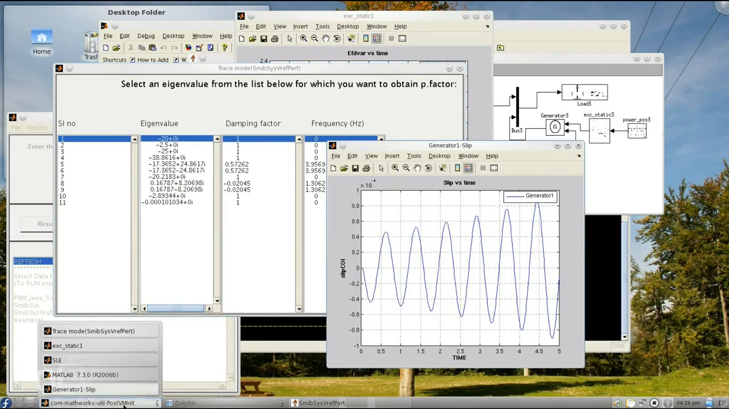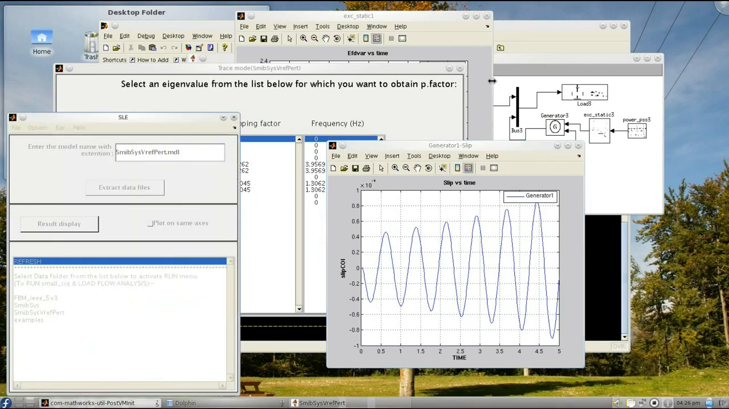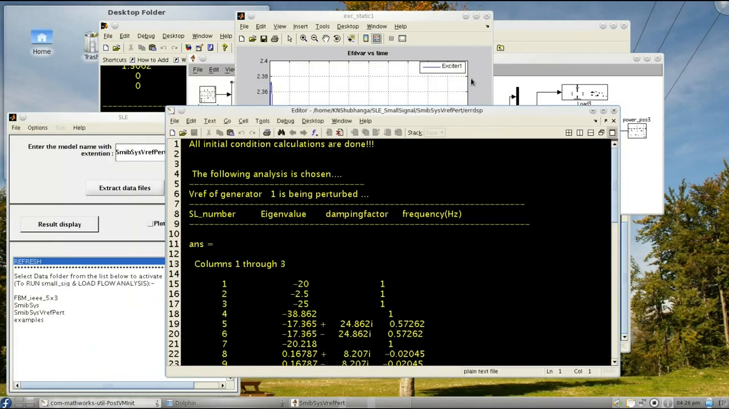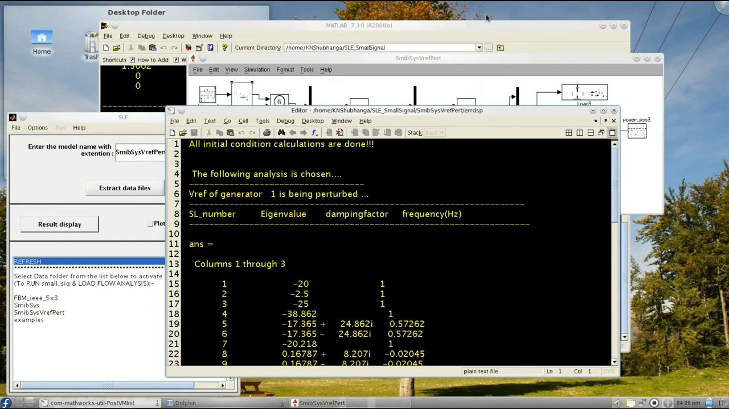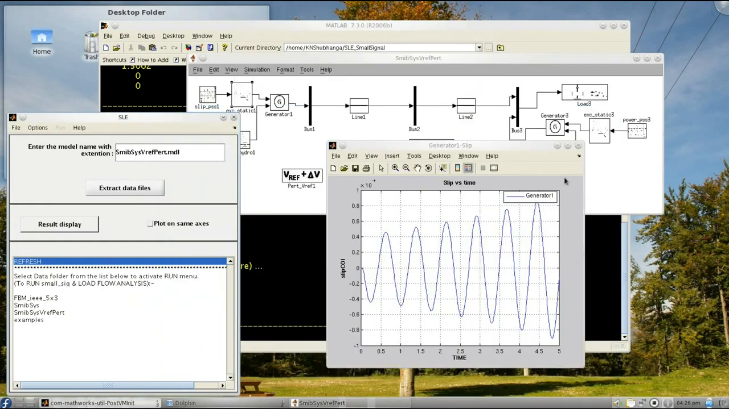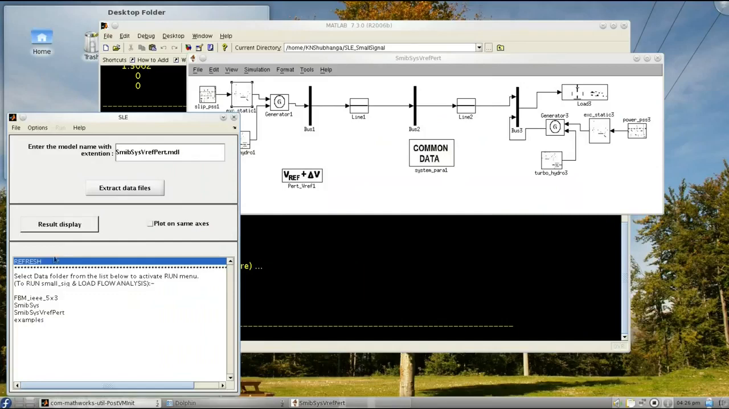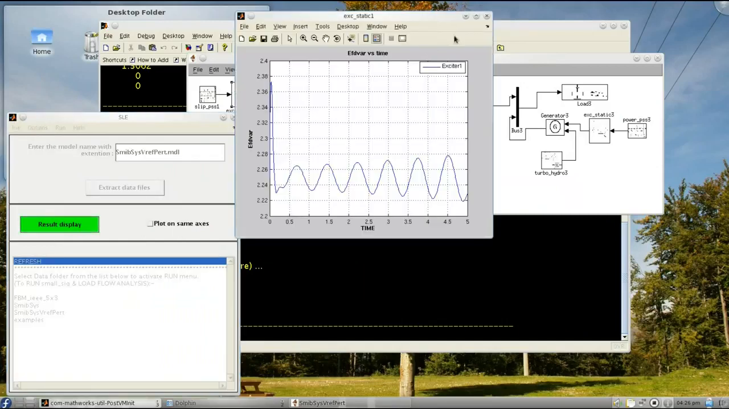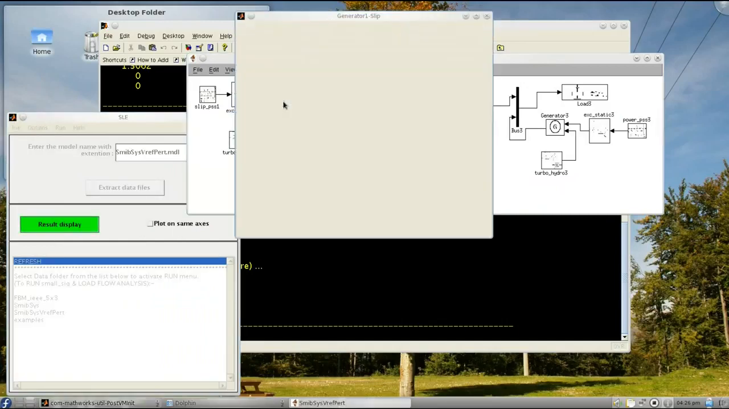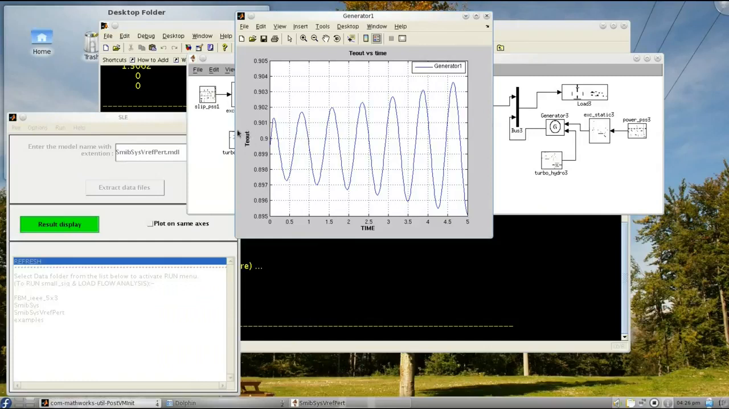So one can conclude with the high loading, though the AVR is active, with slight perturbation in a variable, the system may become unstable. This is maximally due to the fast nature or fast acting nature of the excitation control.